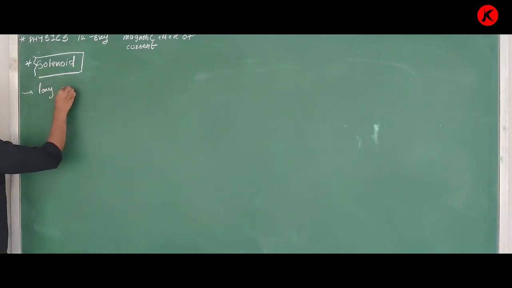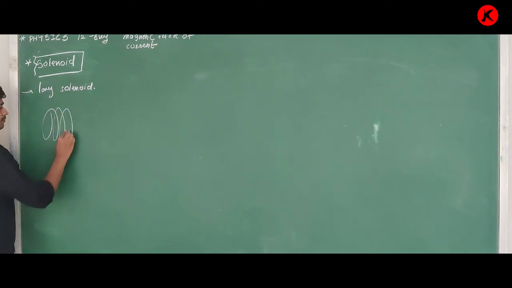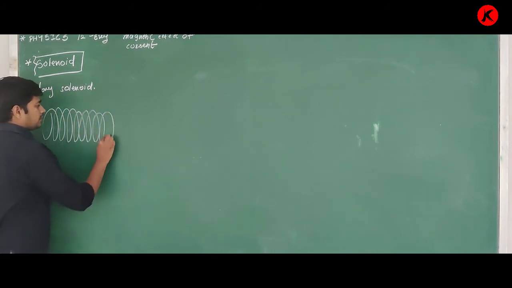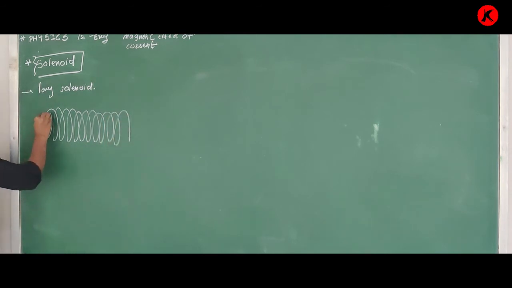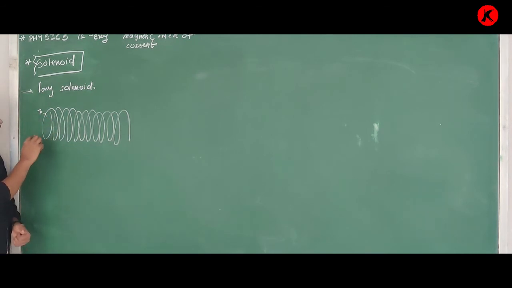Okay, solenoid. So what is the magnetic field due to a solenoid? First, a long solenoid. Due to that long solenoid, it means what? If the length of the solenoid is greater than its radius, then it is a long solenoid. Current is flowing in this direction, that is I, and in every turn current I is flowing.